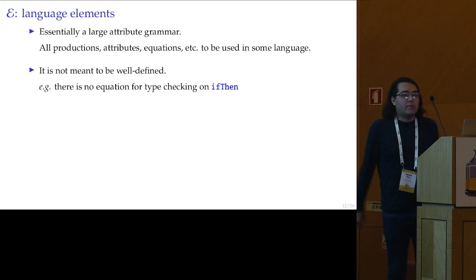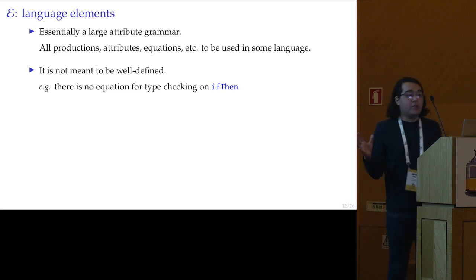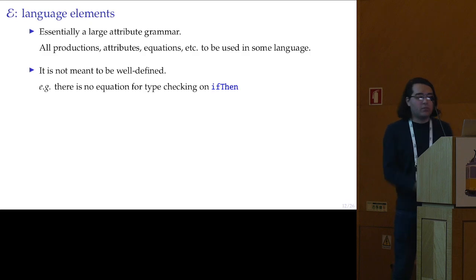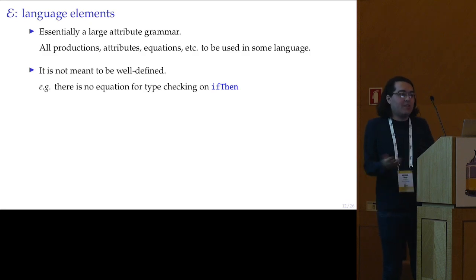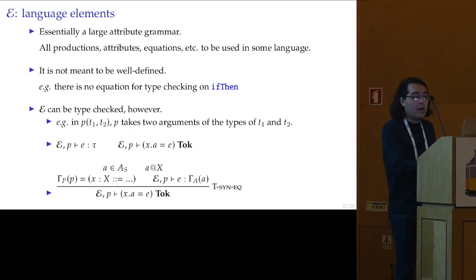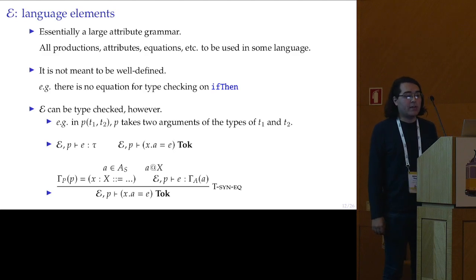So the family of language elements is basically a huge, not necessarily well-defined attribute grammar, with every non-terminal that we ever use in all of our languages, every production that we use in all of our languages, all the equations, everything, all in just one big kind of soup. So it's not going to be well-defined because you're going to be missing equations, like how do I type check an if-then. However, you can type check this actual specification.